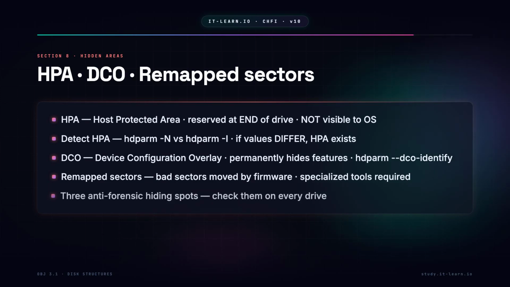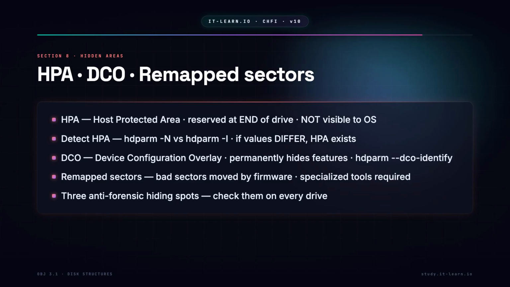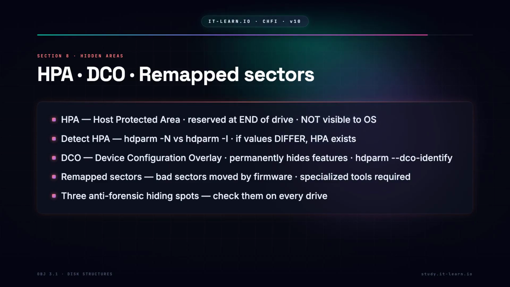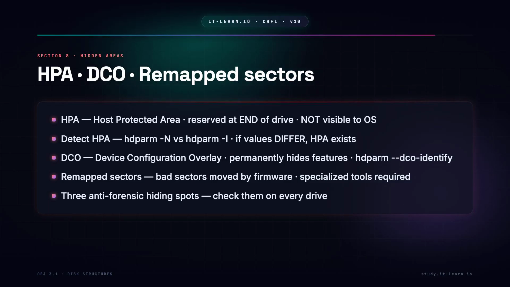DCO, device configuration overlay, more powerful than HPA. Can permanently hide features and storage from the OS and from software. Detection: hdparm --dco-identify. Remapped sectors: bad sectors moved by firmware. The original sector data may remain, requires specialized tools, not accessible via normal reads. 3 of the most common places attackers hide evidence, and most amateur examiners never check them.